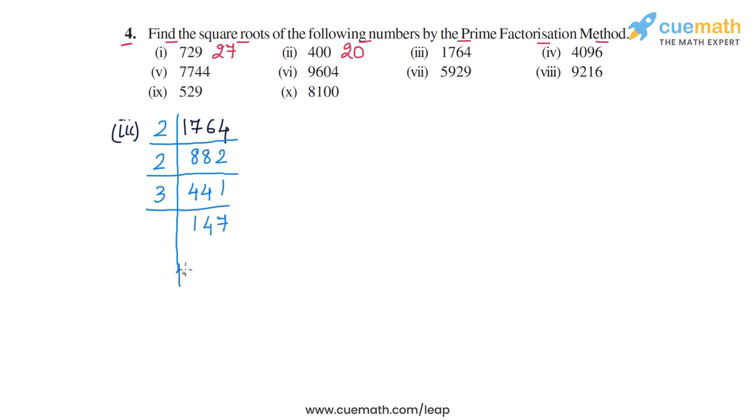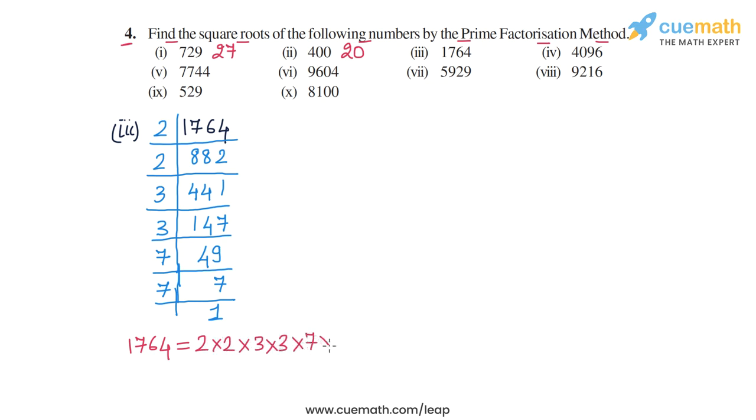And 147 is still divisible by 3. So we divide this by 3, and that gives us 49. And now 49 is not divisible by 3. It is also not divisible by 5, but it is divisible by 7. So we get 7, and we are left with 7. And we take out this last 7, and that leaves us with 1. So 1764 can be prime factorized as 2 into 2 into 3 into 3 into 7 into 7.